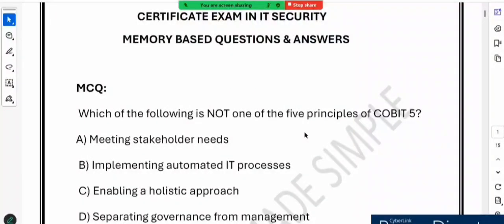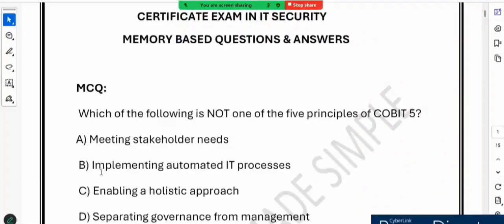Which of the following is not one of the 5 principles of COBIT 5? Option A, meeting stakeholder needs. Option B, implementing automated IT process. Option C, enabling the holistic approach. And option D, separating governance from management. So friends, let's explain what this question is all about. What do you think the correct answer is?